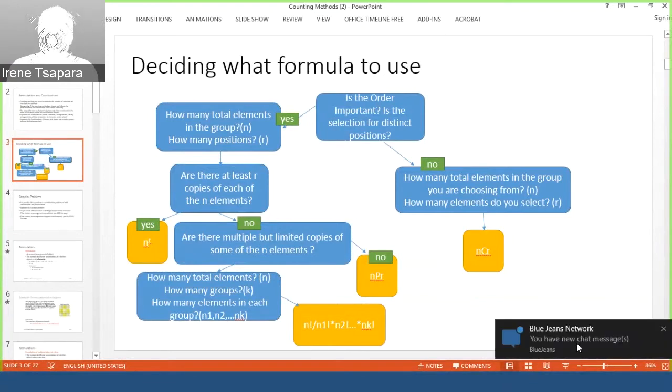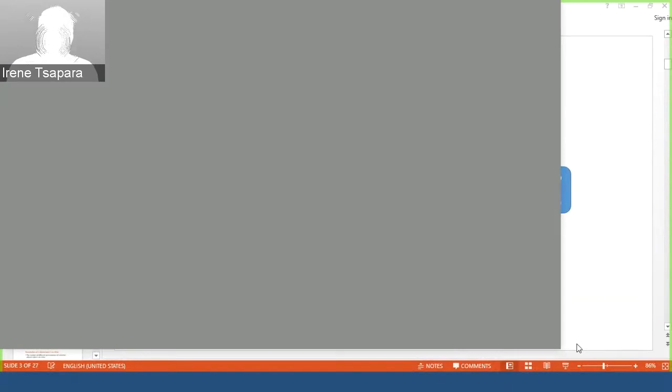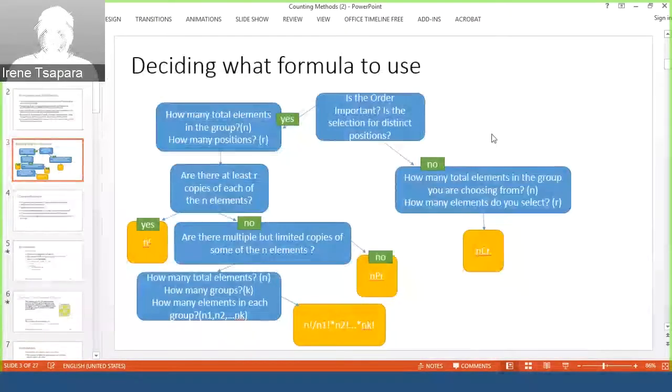You have to ask yourself how many total elements we start with in the group. So, for example, you want to see how many ways you have in order to choose an outfit. Okay, the first thing that you need to know is how many pants and how many shirts you have to choose from. Okay, this is the total number of elements.